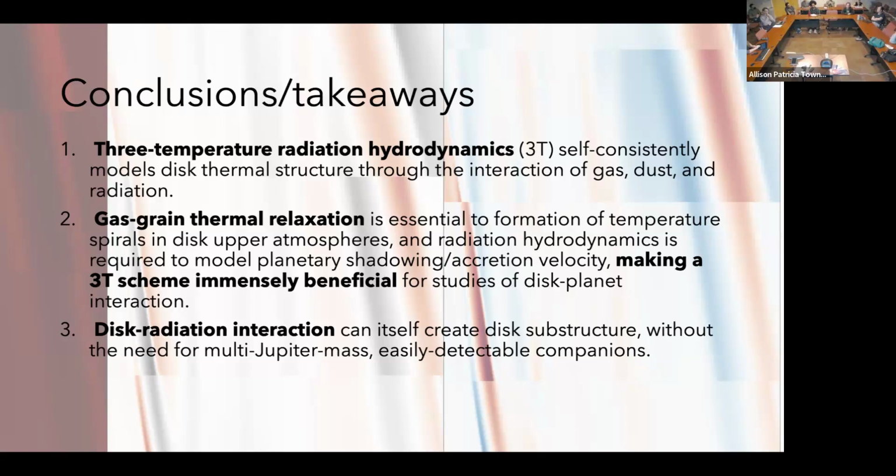Great talk. I have actually a lot of questions, but I'll start with that. One, what are you doing for dust dynamics? Is it just a fixed dust to gas ratio? Yeah, for now we're doing that.